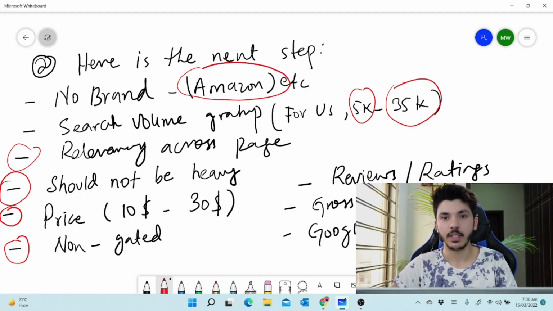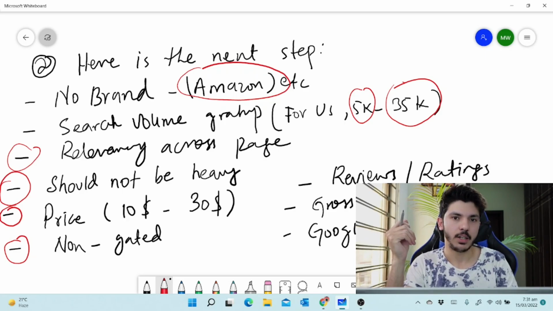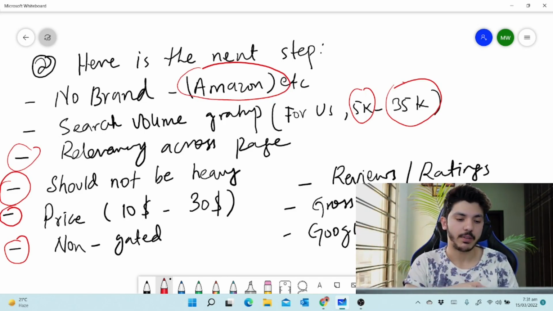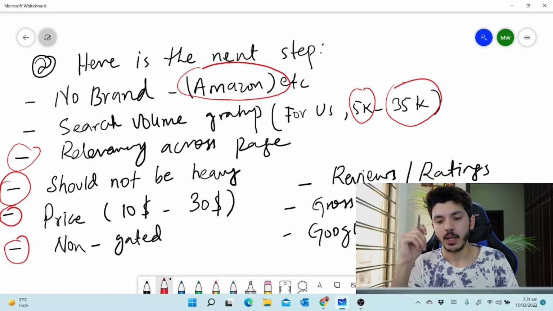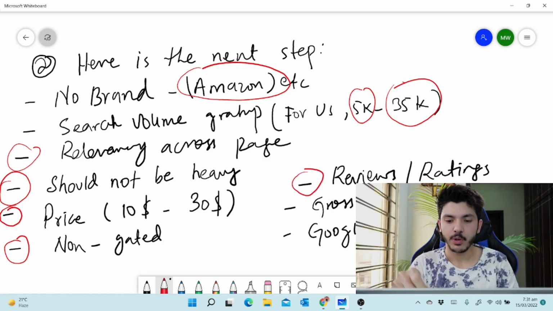So non-gated categories are those which are easy to sell, which do not require any kind of certifications, like the kitchen category, the sports and outdoors category. So you need to check if the product is gated or not before launching on Amazon. Right, let's go towards reviews and ratings.